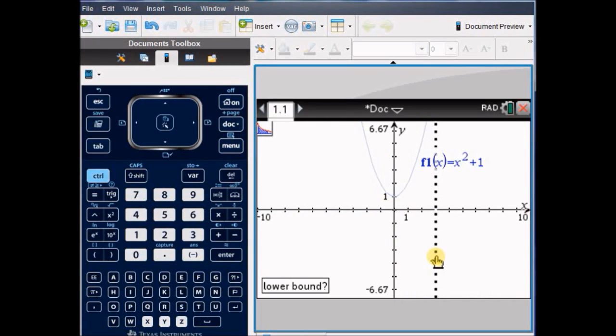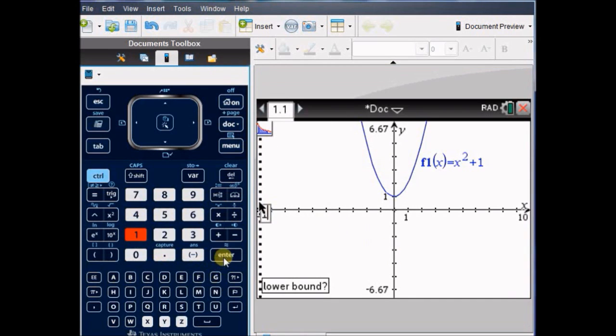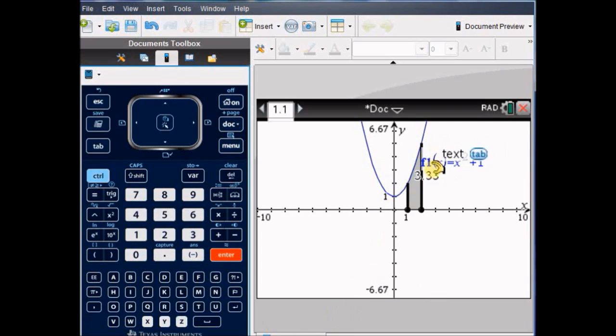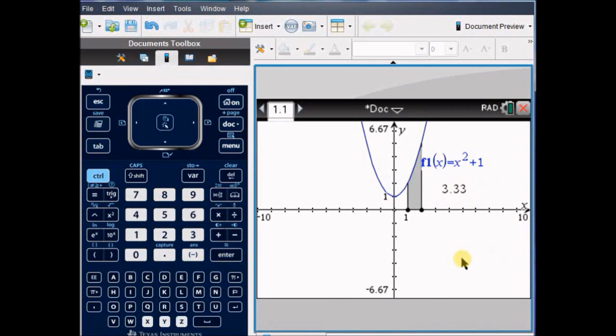So we're asked for the lower bound. We could move this around, but I will get it in the right place, perhaps at a 1. I'm going to enter the number 1. Okay, so I know my lower bound is 1, and then enter that. It's asking for the other bound. If I move this over here, it becomes an upper bound. So upper bound is 2, and enter. So this is pretty cool. It actually just gives us the answer, 3.33, which is the same as 10/3 or 3 1/3.